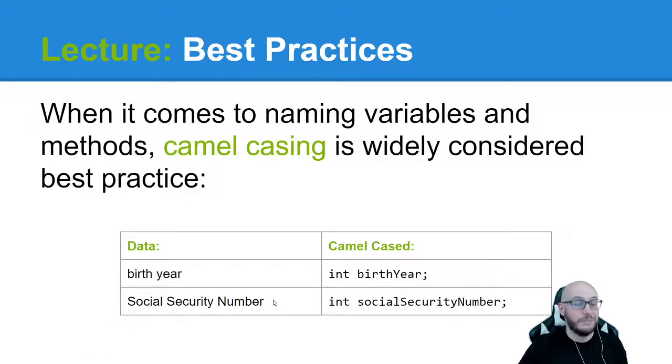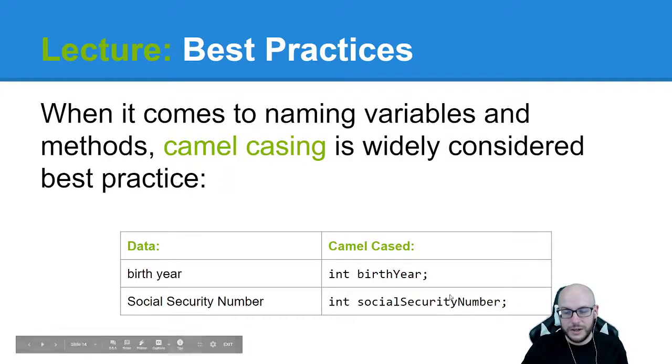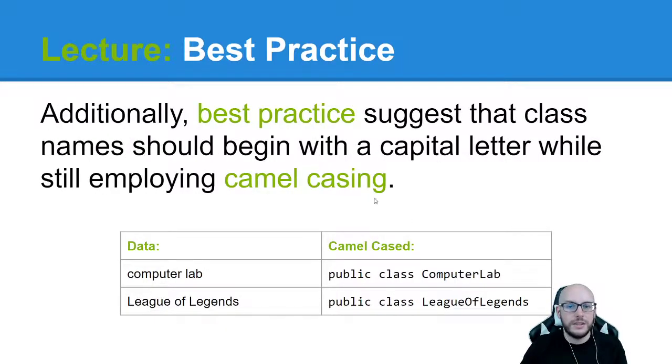Social Security number, in practice, what I would do is SSN, to be fair. But if I want to take these three words and camel case them, this is the variable name I would end up with. Again, new words are distinguished with an uppercase letter. Notice that we're still beginning this variable name with a lowercase letter. Additionally, best practice suggests that class names should begin with a capital letter while still employing camel casing. So our variable names should be lowercase. That's actually subtly important, while our class names are uppercase.